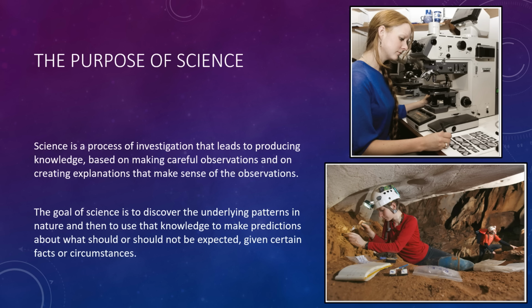All science is based on the assumption that the natural world behaves in a consistent and predictable manner that is comprehensible through careful and systematic study. The overall goal of science is to discover the underlying patterns in nature and then to use that knowledge to make predictions about what should or should not be expected given certain facts or circumstances. For example, by understanding the circumstances and processes that produce certain cloud types, meteorologists are often able to predict the approximate time and place of their formation and the intensity of the associated weather.